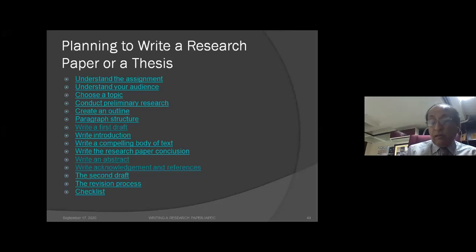The topic: out of the data or out of the research which has been done, what has to be the topic that matches the topic required in the conference, or which the journal authority would accept. Conduct preliminary research before writing. Data is there. Create an outline.